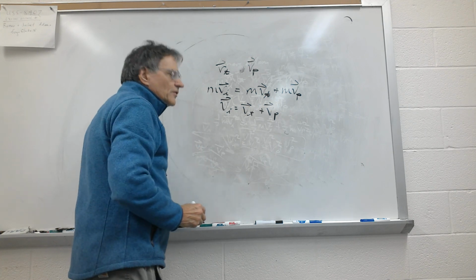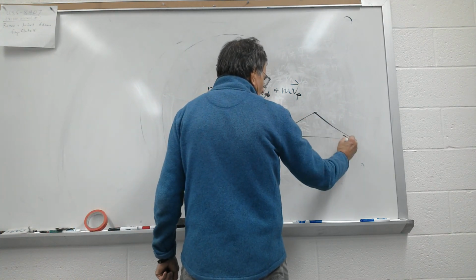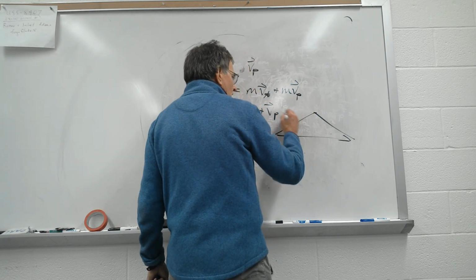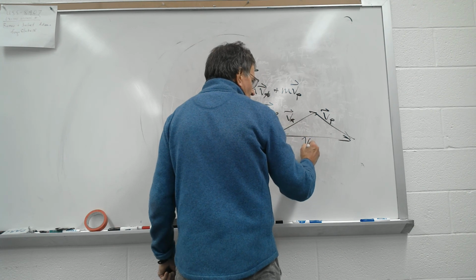Okay, so it means that there's some kind of triangle in there. So let me draw a triangle. So here it is. Vector addition of VT plus VP gives me VI.